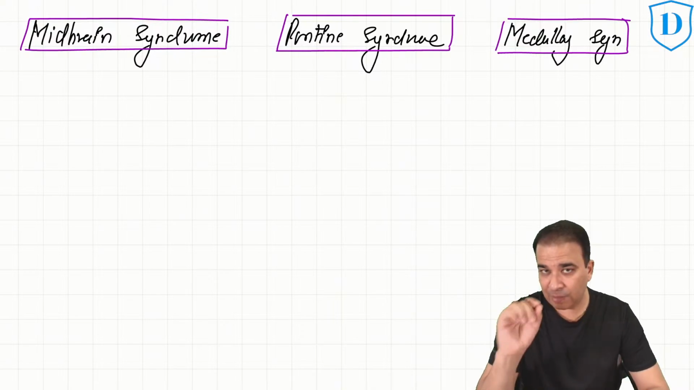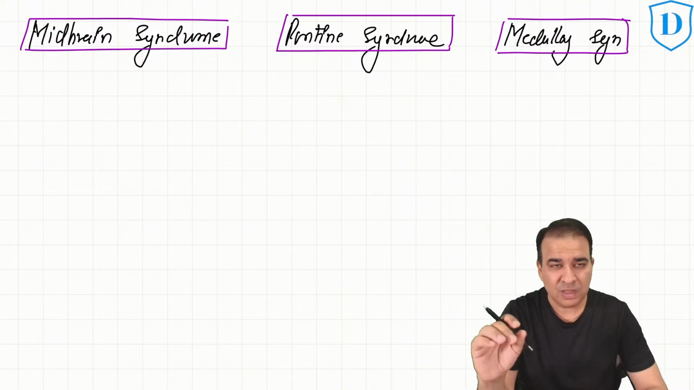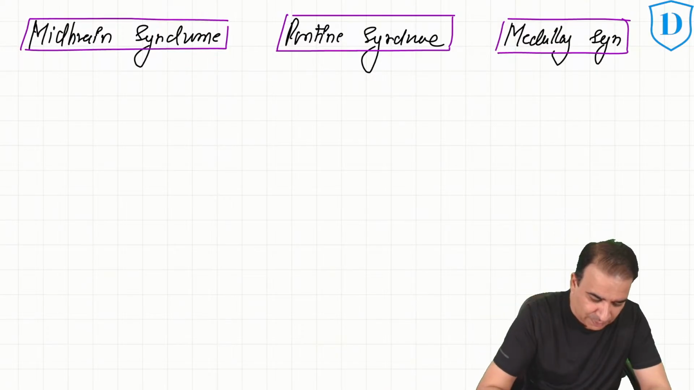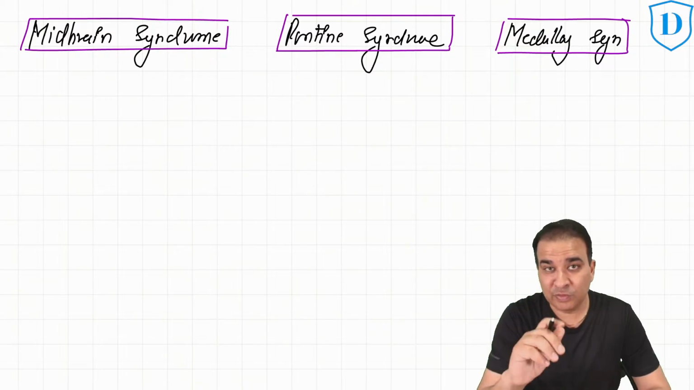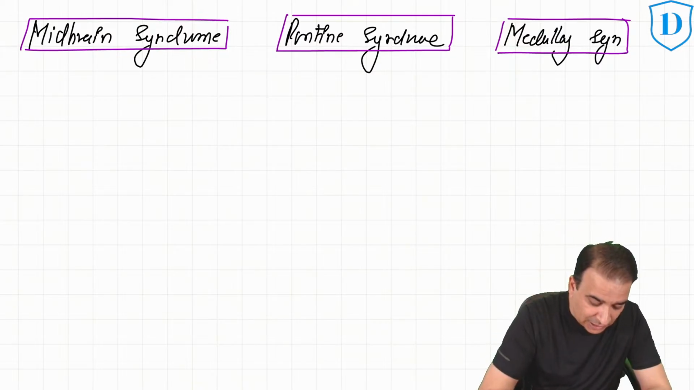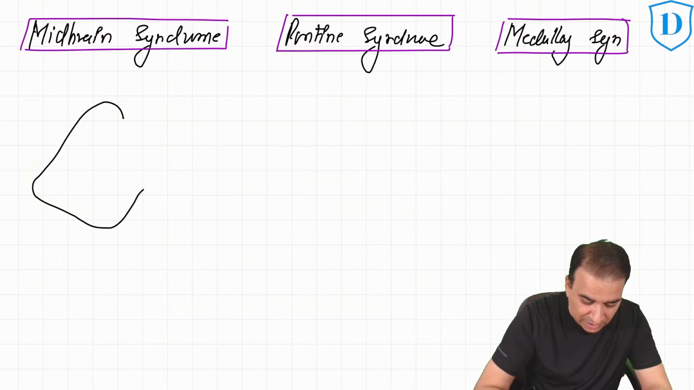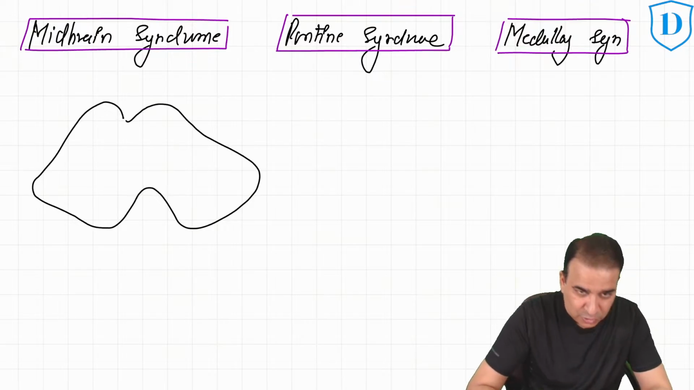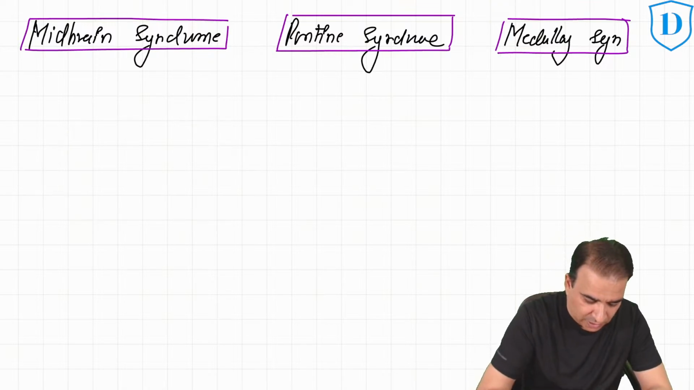Again, I keep on repeating that we are not looking at every syndrome. I am only talking about some major specific syndromes on which questions are likely to come. For example, one thing is you need to identify the section of the brainstem. If you look at a midbrain section, the one thing that will make you understand it is a midbrain is that the cerebral peduncles will be visible to you, and these are the colliculi at the back. That is how the transverse section of the midbrain is going to look.